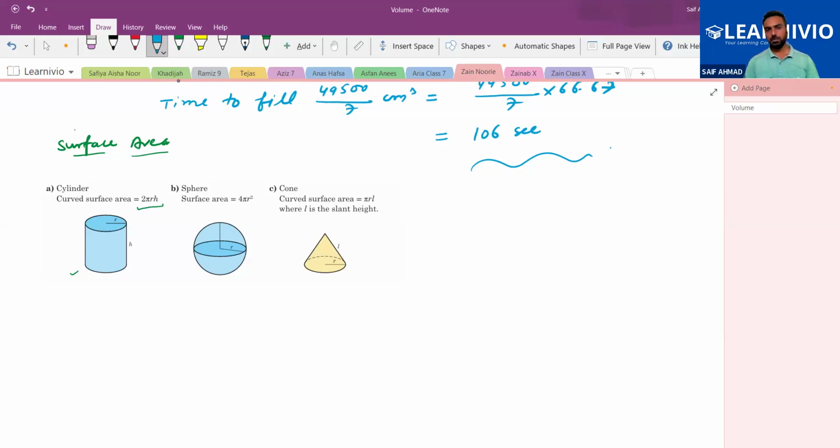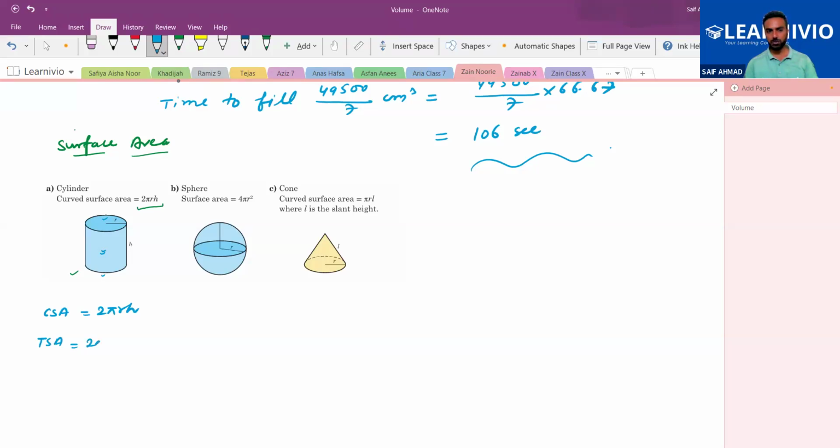There are two surface areas for every solid: the curved surface area, where you have the curved surfaces, and the total surface area. In your book, only the formula of curved surface area is written. The curved surface area of the cylinder is 2 pi r h. This is the area of only the curved surface. But if you include the area of the bottom and the top, it will be the total surface area.